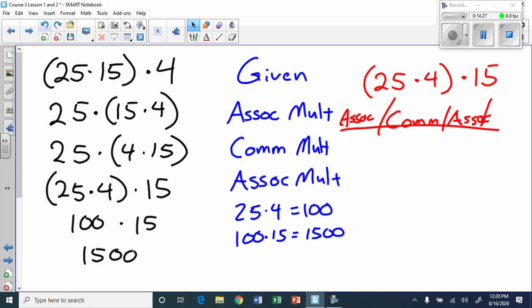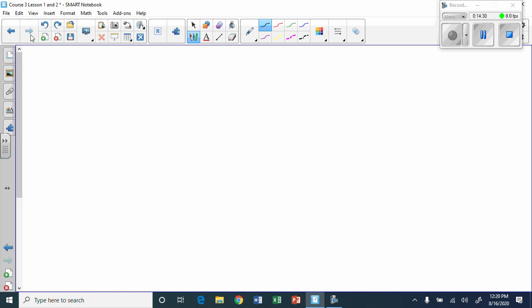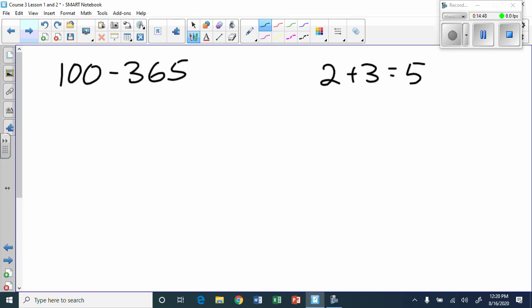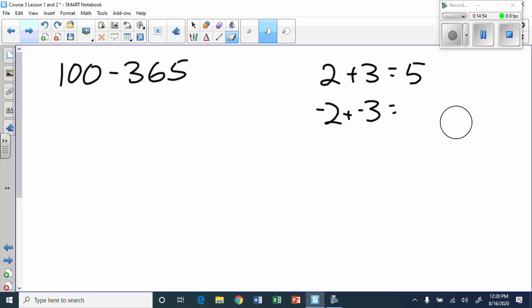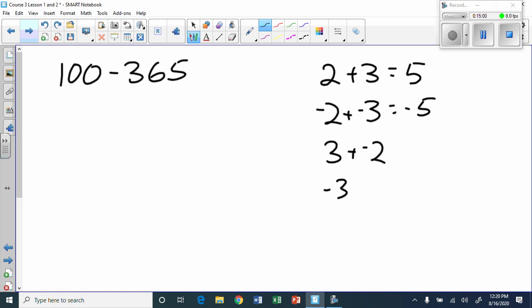Some of the things that we're going to have also in this lesson, if you look at the next example, if we had 100 minus 365, if you remember when we add integers, we add the numbers and the signs are positive. So if we had 2 plus 3, the answer is 5. A negative 2 plus negative 3, the answer is negative 5. Whoops. Trying to go too fast. But if we change the signs, 3 plus -2 or a -3 plus a 2, when the signs are different, then we do a subtraction. So 3 minus 2 is a 1.